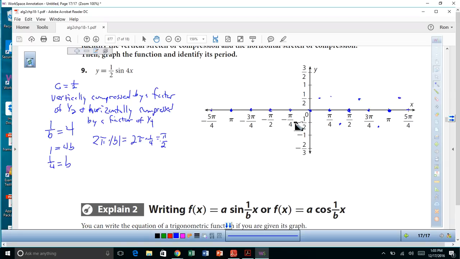So if this is up there, then that's going to be down here. That's going to be up there. That's going to be down there. And that's going to be up there. And then that's going to be down there. And your graph's going to look something like this right here. Move my hand over a little bit. There we go.